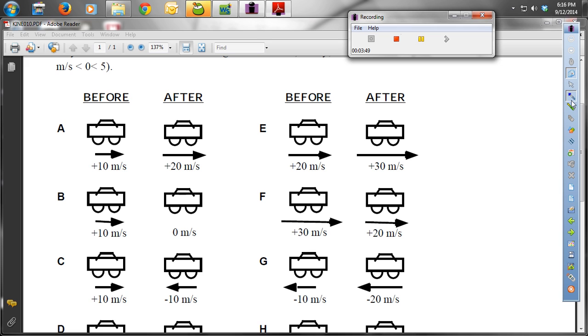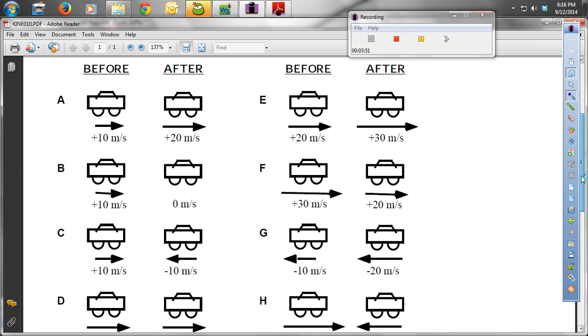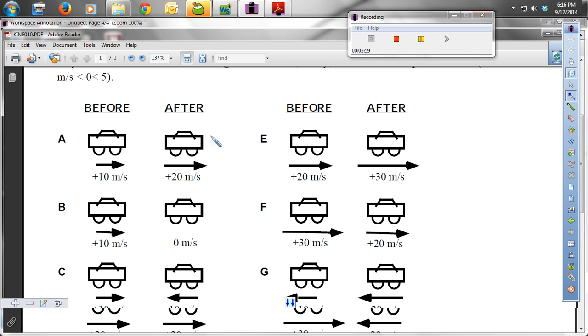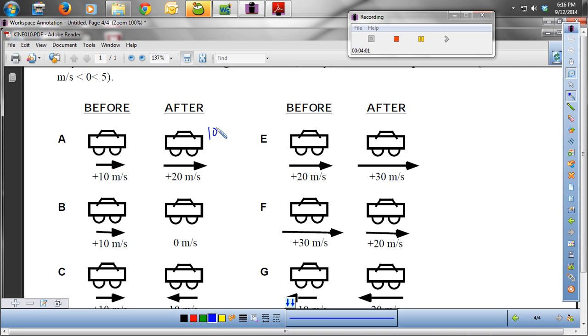All right, this one asks you to look at the change in velocity of the cars. So I said, well, this one changes its velocity by 10. Alright, I need a pen. Sorry about that. By 10. This one changed its velocity by 10. This one changed its velocity by 10. I'm going to make it negative because it slowed down. This one had a negative 10 change.